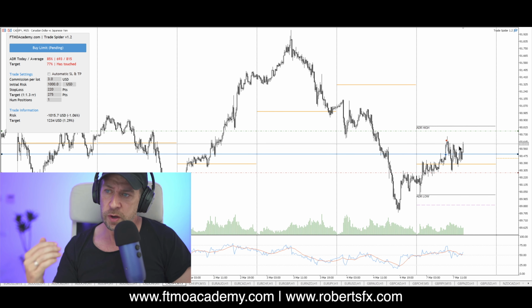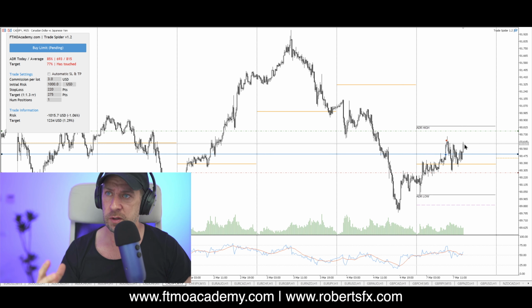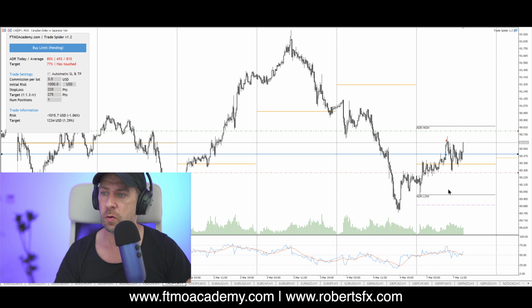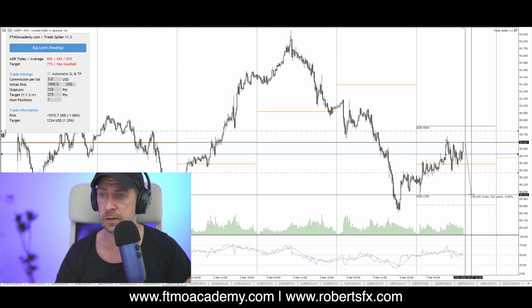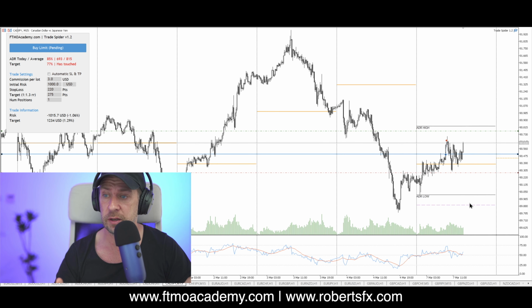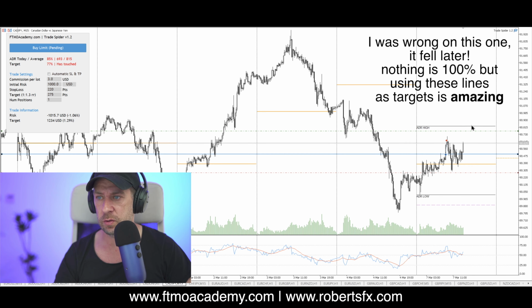What is more likely? Now more than half the day has gone. What is more likely now? That the price continues to reach this line, or that it moves all the way down here, when half the day has already gone, to reach the lower line, or sorry, to reach this line? Which is more likely? I think it's more likely that price goes up here.